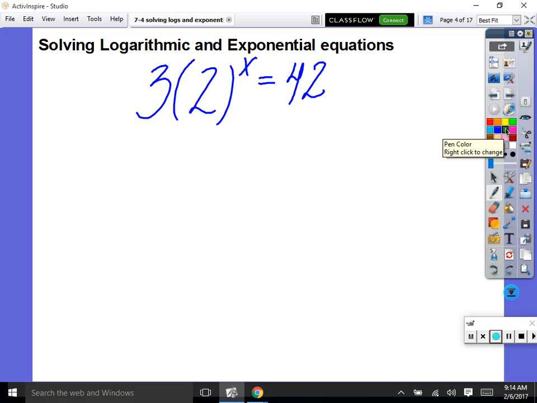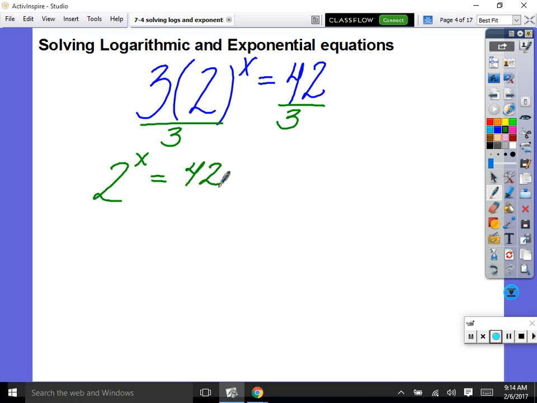Okay, everybody, here we go. Solving the logarithmic and exponential equation. So this one's exponential, correct? First thing we've got to do is isolate the base 2, so that we can undo base 2. But do you guys understand that we need to get 2 all by itself first? So when we divide both sides by 3, guys, 2 to the x power equals what? 42 divided by 3. 14, perfect.